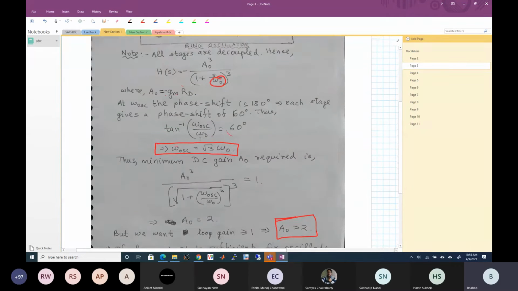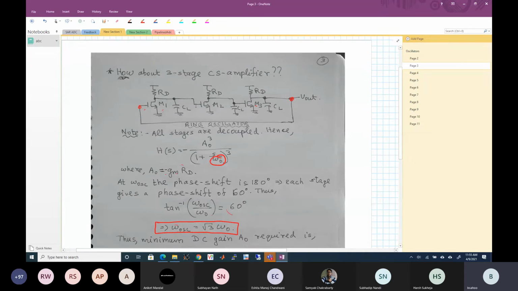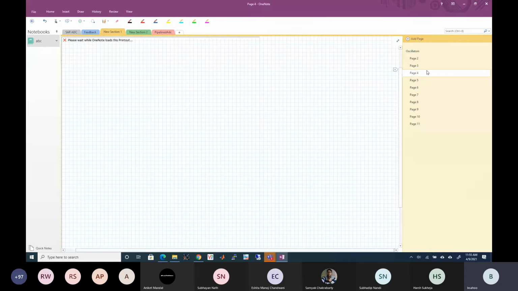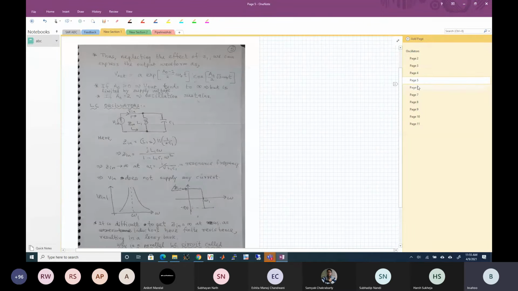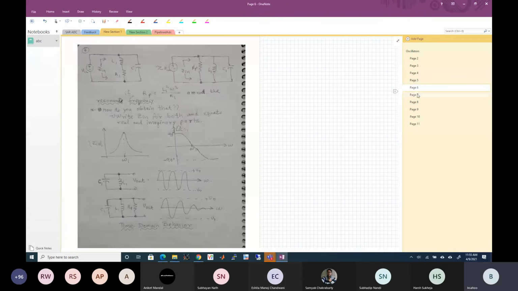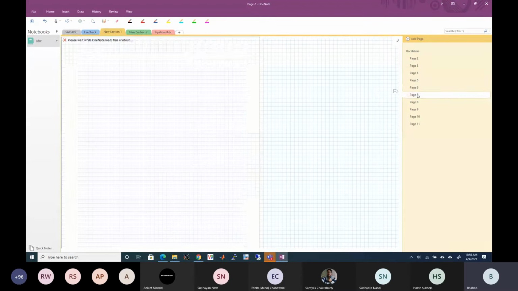So this part we have already done. We know that a three-stage amplifier can give us an oscillation. Okay. So I will skip this because I want to directly get into the phase shift oscillator. I'll skip the resonant oscillators for now.